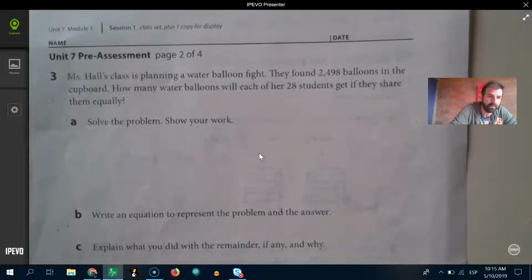All right, so here's the problem. Miss Hall's class is planning a water balloon fight. They found 2,498 balloons. Man, who counted that? That would have taken a while. Maybe they split it up. In the cupboard, how many water balloons will each of her 28 students get if they share them equally? All right, so they want to share them equally.